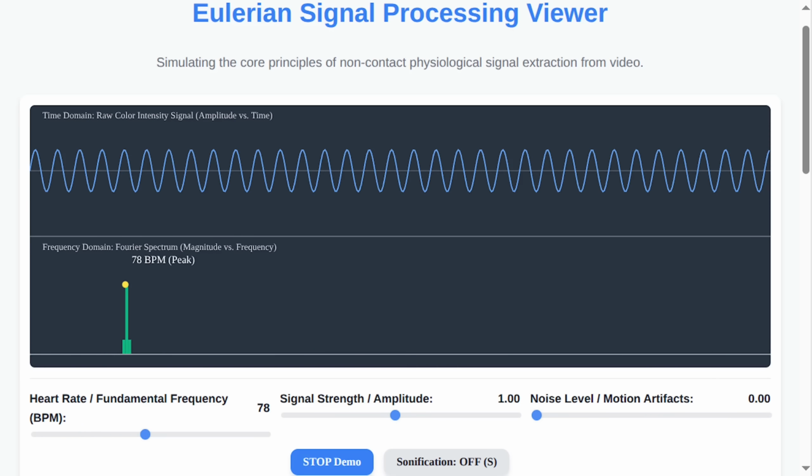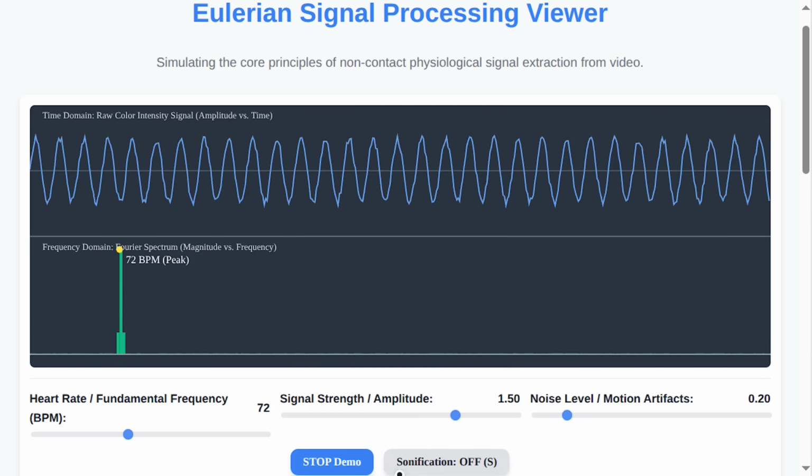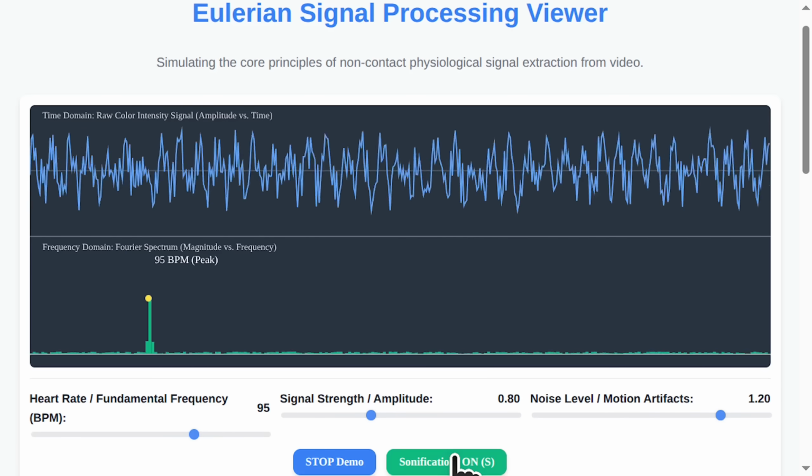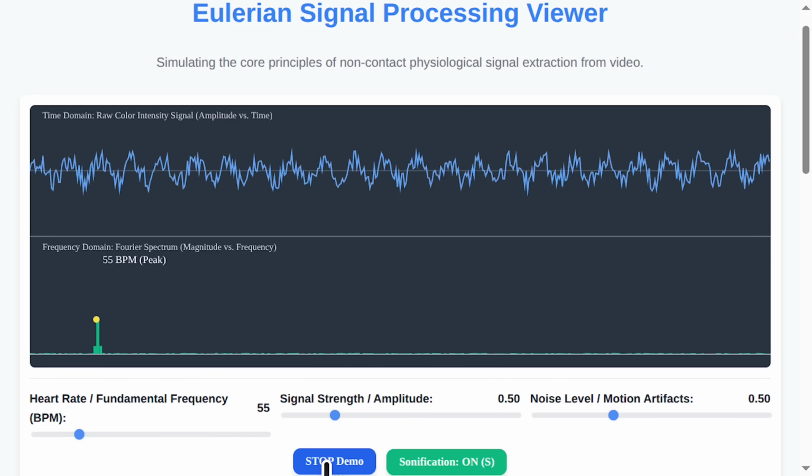Potato, potato. Now, if you'll excuse me, I'm going to turn on the sonification and give this thing a heart rate of 120 beats per minute. It's time for its morning cardio.